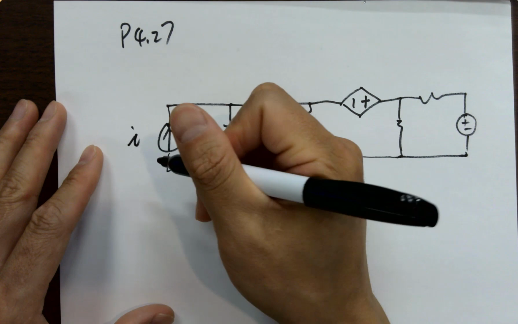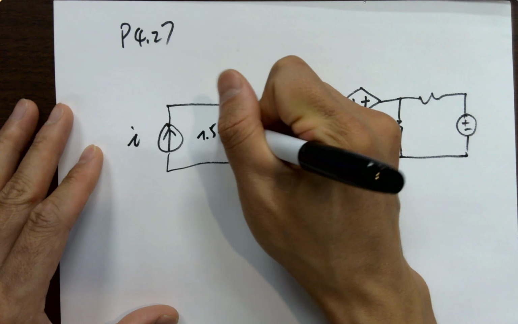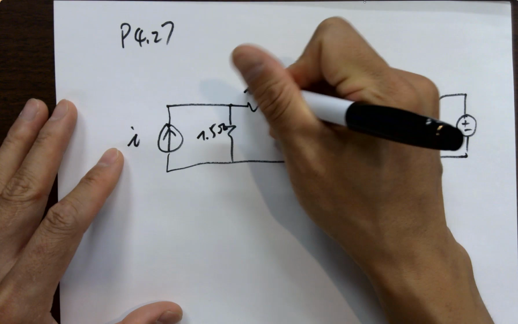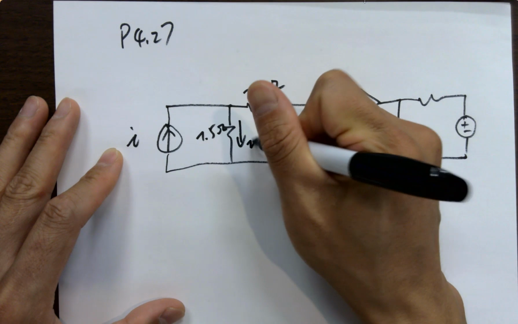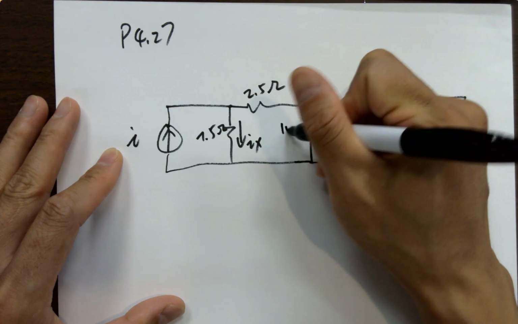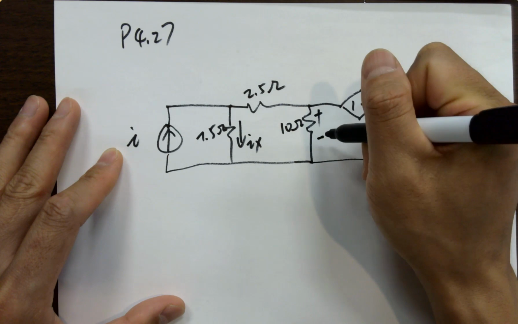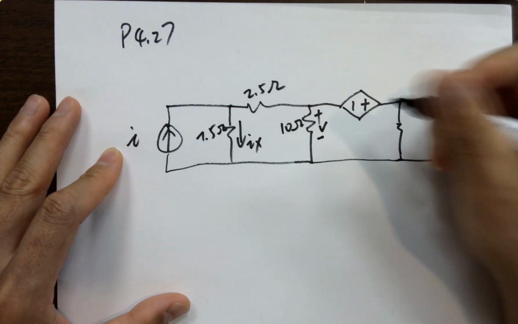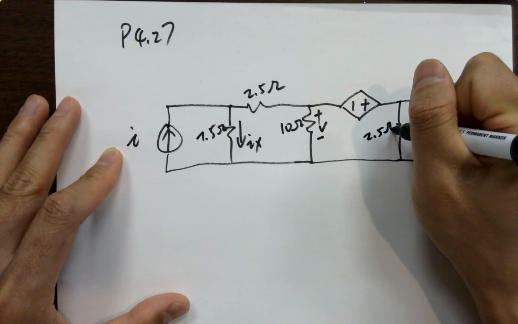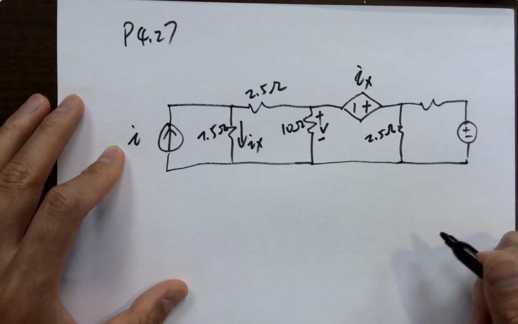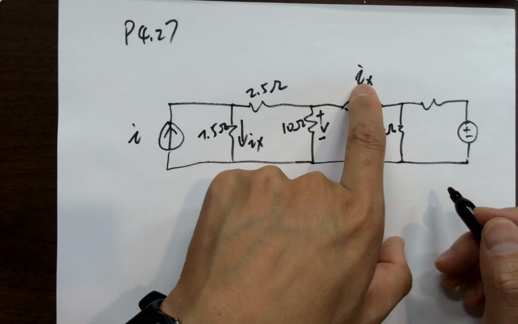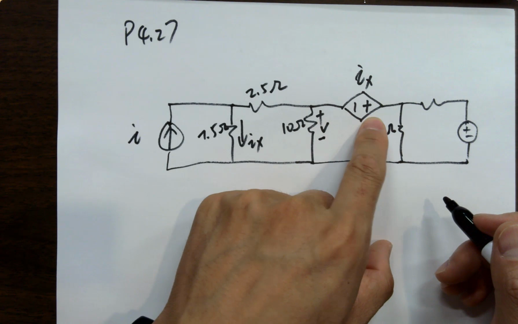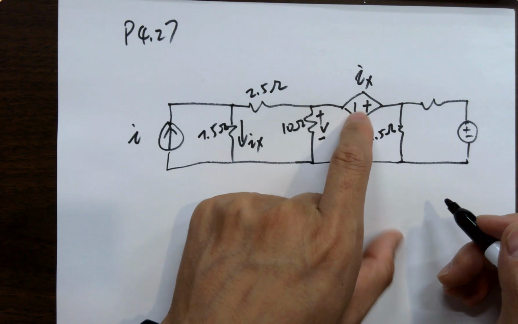I, 7.5 ohms, 2.5 ohms, here's IX, it's 10 ohms, plus minus, that's a V, 2.5 ohms times IX. That's another interesting thing. This is a current controlled voltage source. I is a current, and plus minus shows it's a voltage source, so it's a current controlled voltage source.